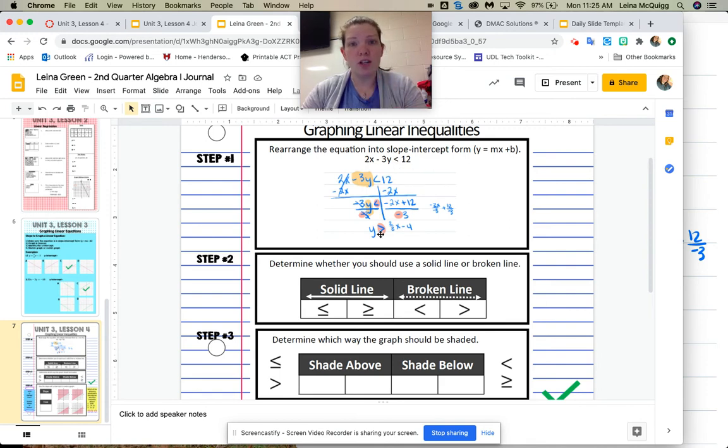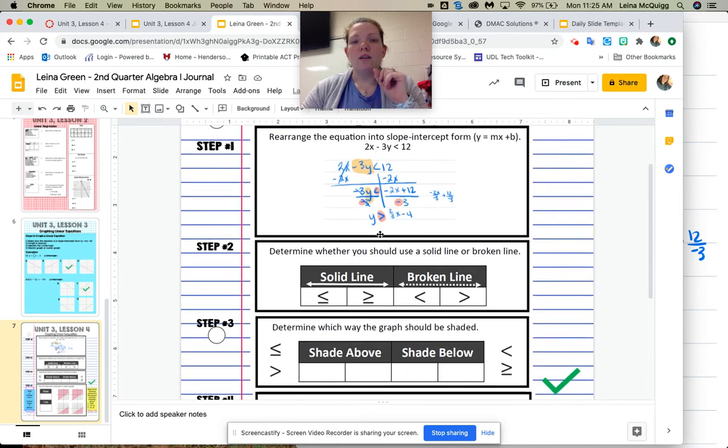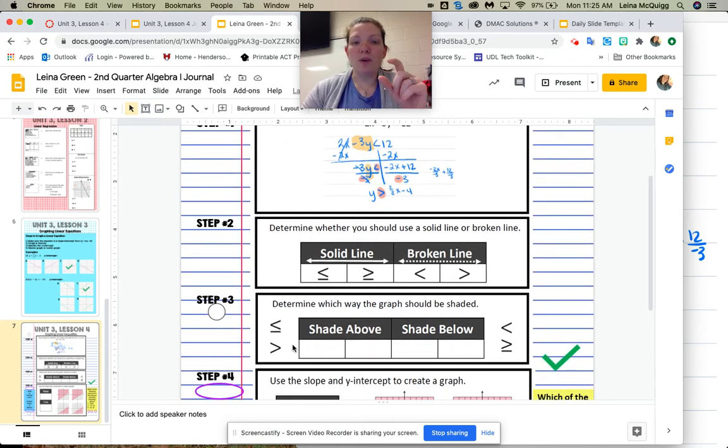We solved and it changed it, okay? So if it's greater than or equal to, then it's shaded above. Remember, you have to be solved for y. Y has to be by itself to make this decision. So shaded below means it's going to be less than or equal to.